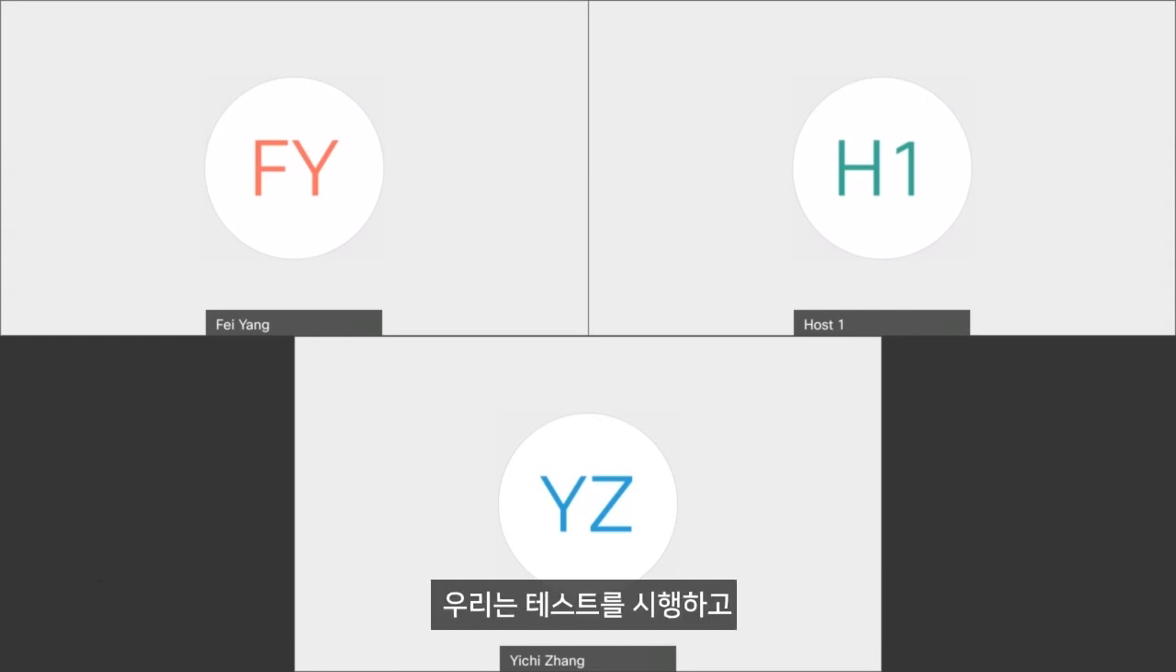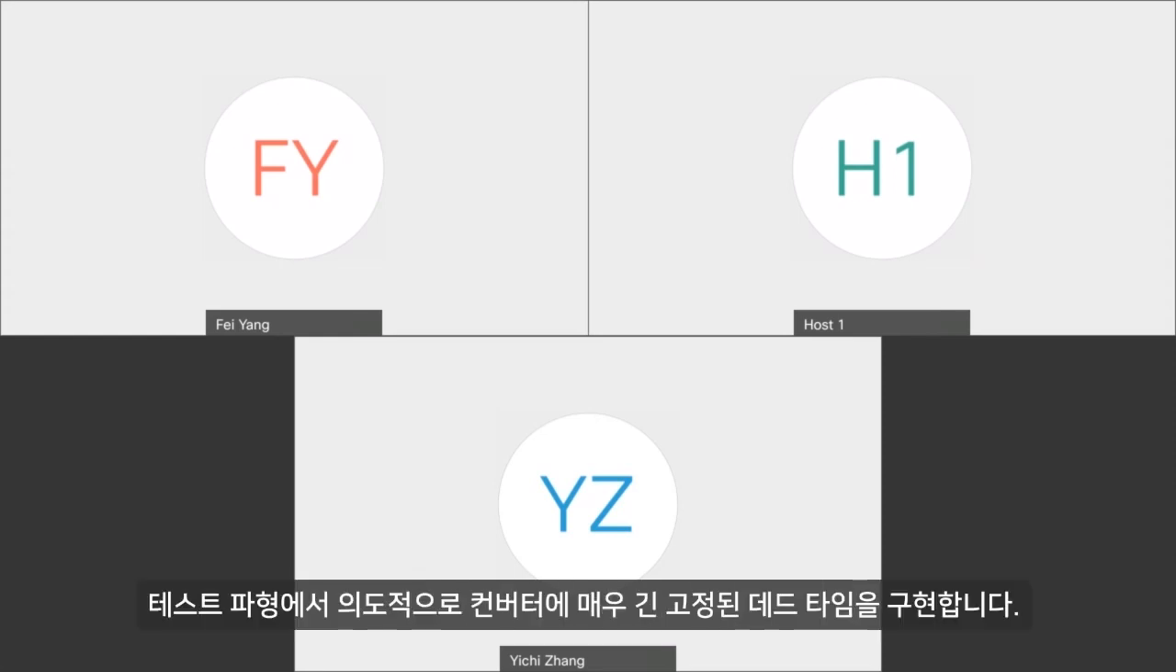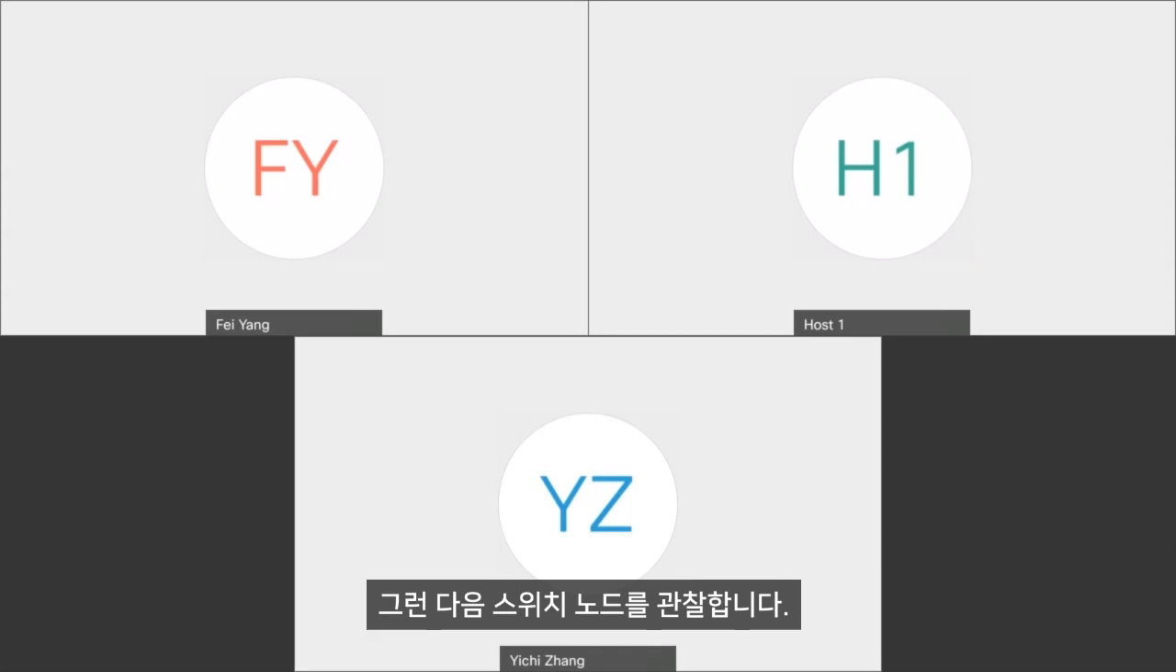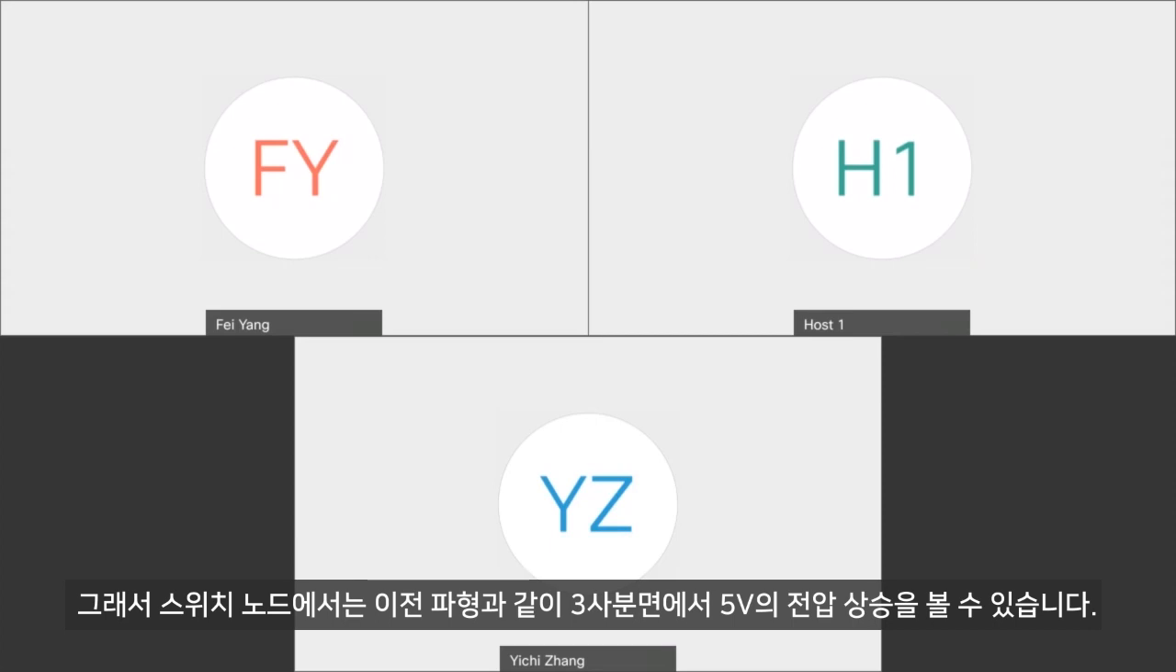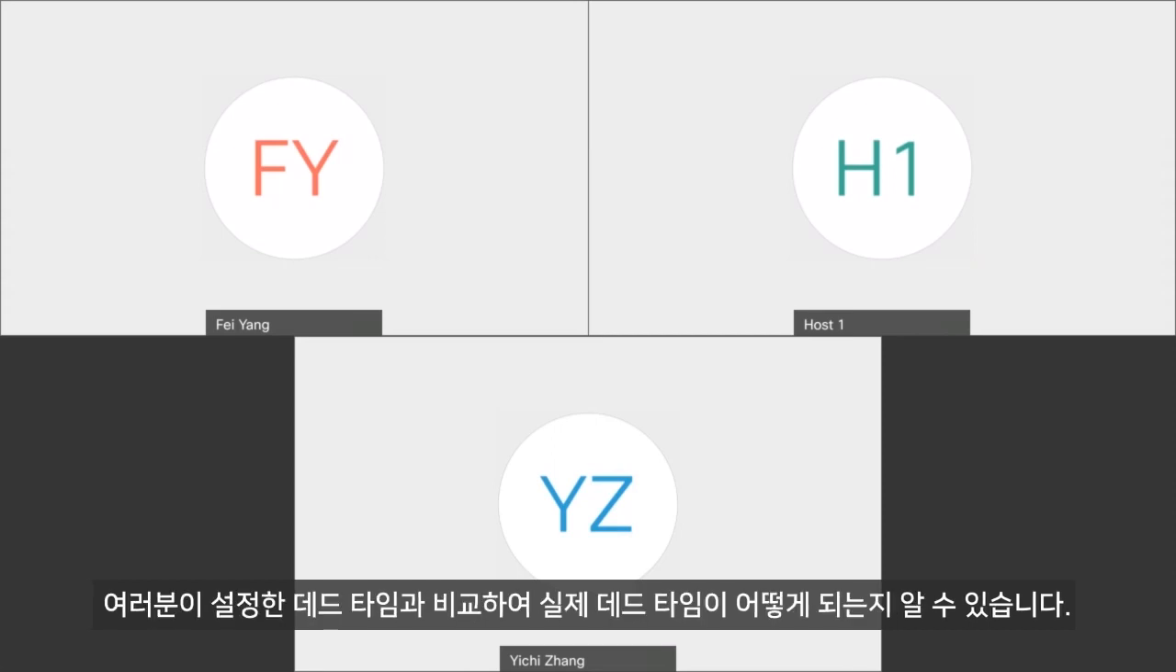In our app notes, we actually have some test waveforms you can look at. In the test we did, we intentionally implemented a fixed, very long dead time in the converter, and then we just observed the switch node. In the switch node, you can see from the third quadrant the voltage rise of 5 volts, like in the waveform before. So you can see the actual dead time compared to the dead time you set.